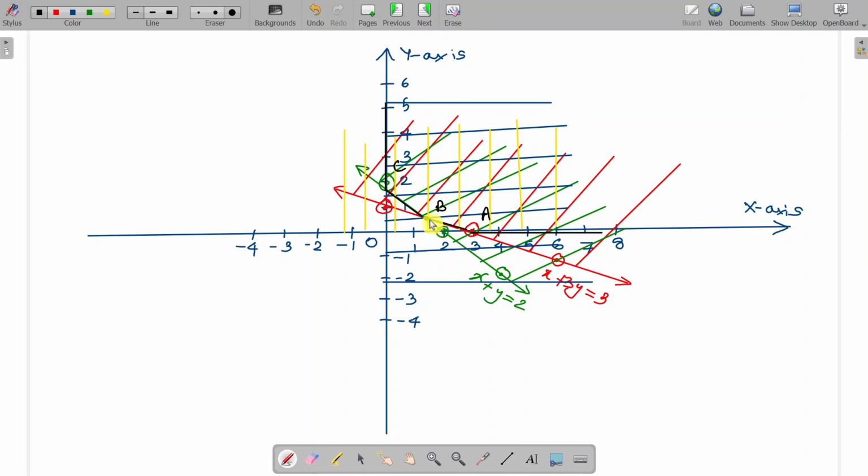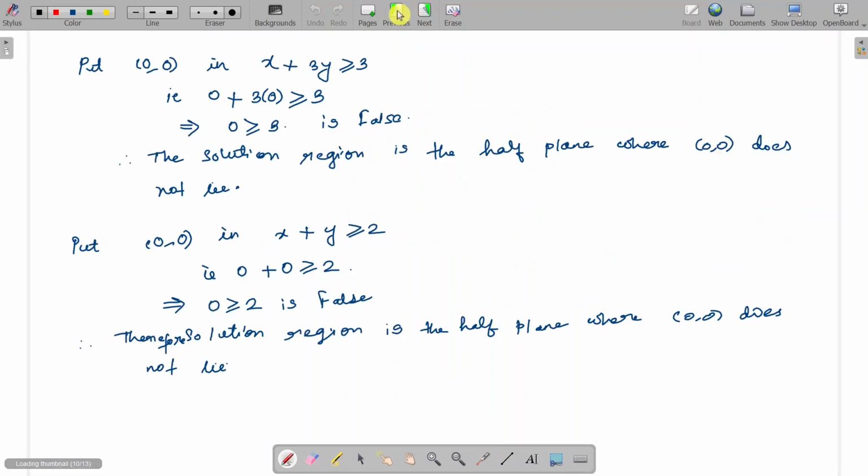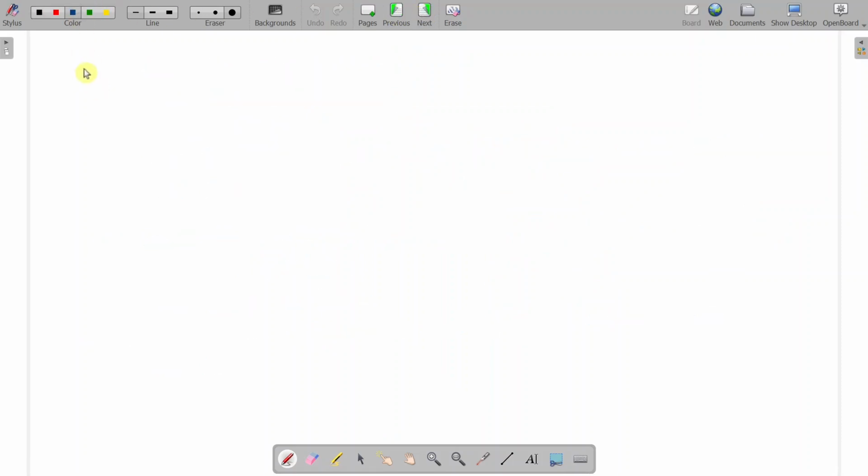So now what we have to do is first of all observe the feasible region. This feasible region is unbounded, you can see, right? So the feasible region A, B, C is unbounded.